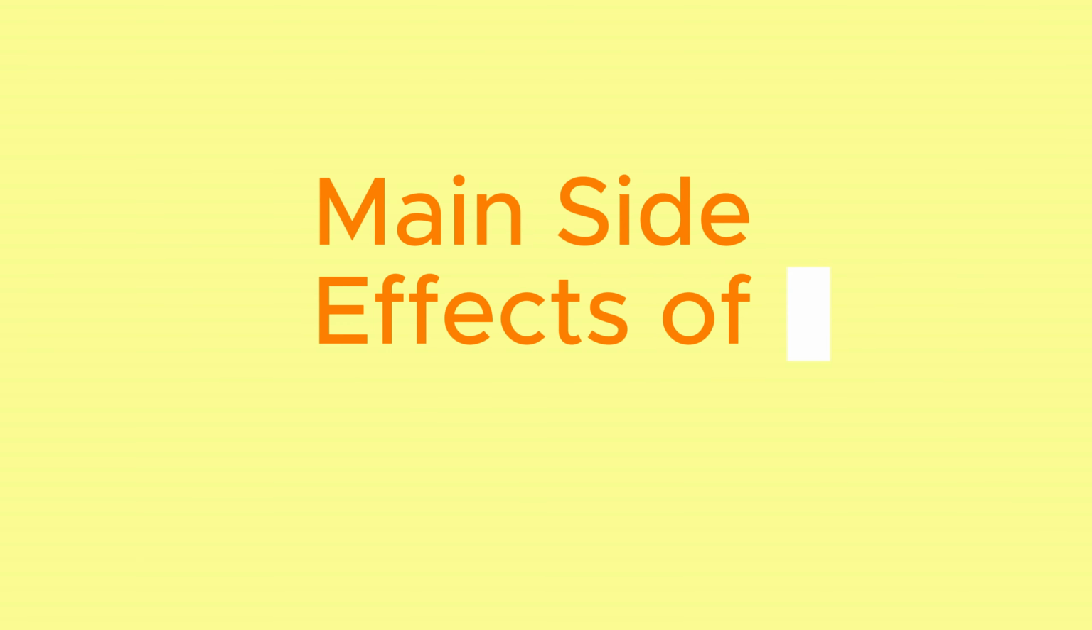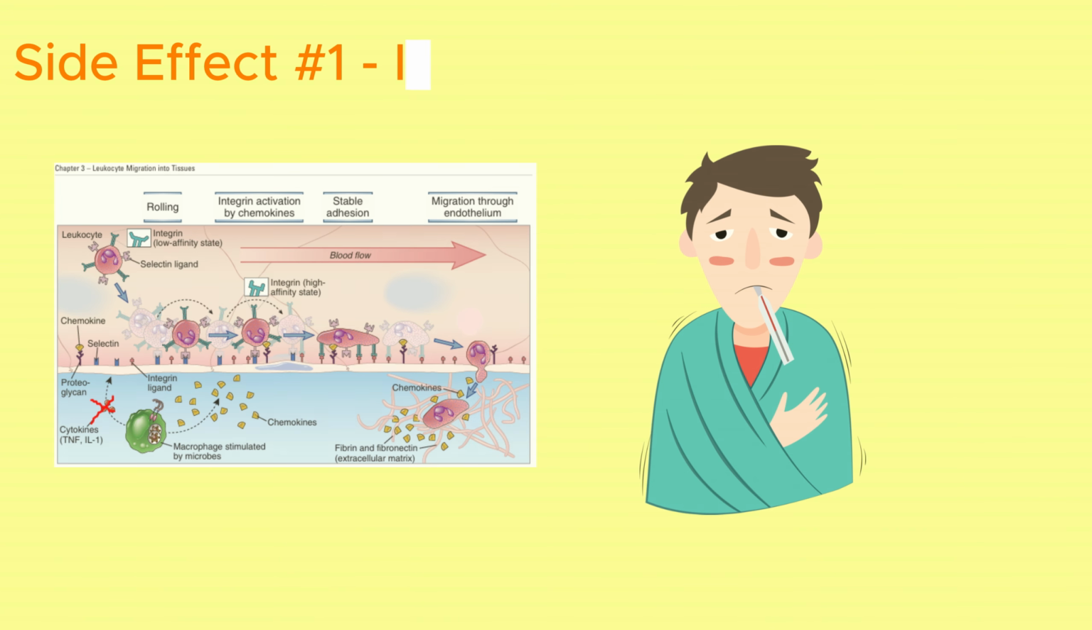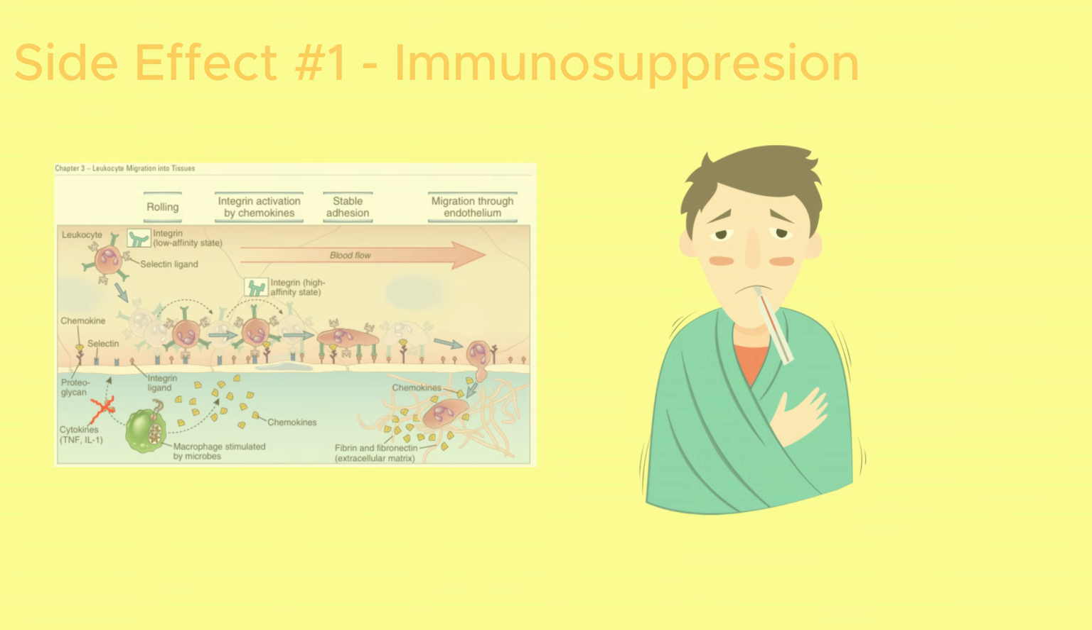However, it's also important to be aware of the side effects that corticosteroids can cause. Let's go through the main side effects. Corticosteroids can cause immunosuppression. So this is literally based on the core mechanism of corticosteroids. They suppress the transcription of pro-inflammatory cytokines, reducing immune cell signaling and activation. This ultimately results in a weakened immune response, meaning that the body can't fight off infections efficiently.